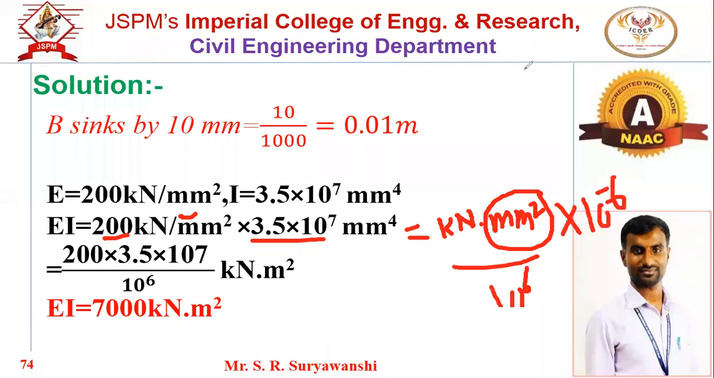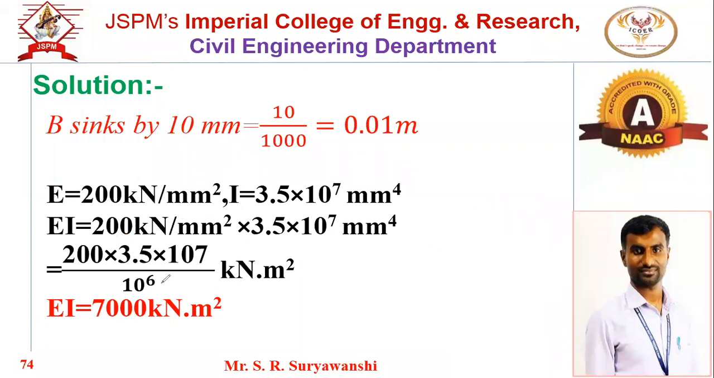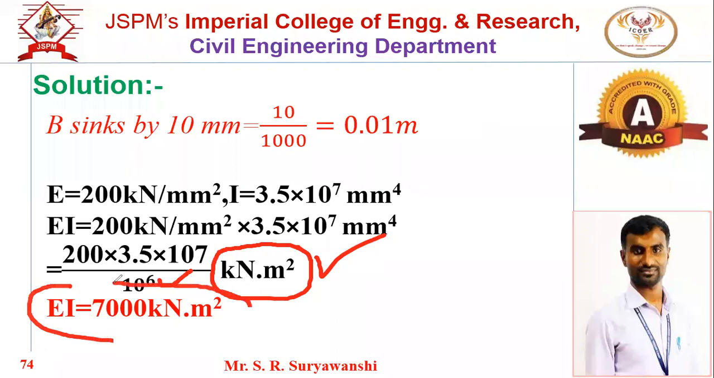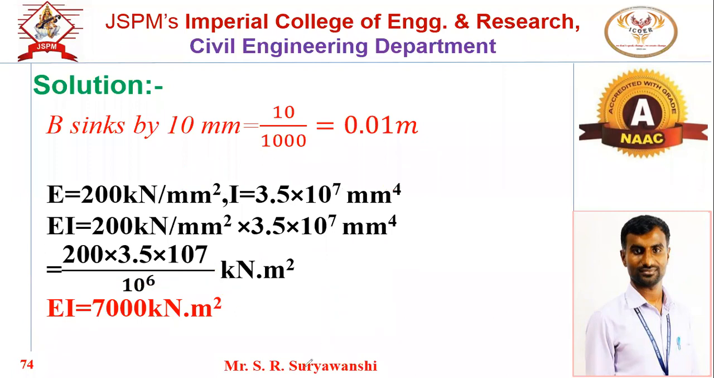दोन्हीपैकी एकच करायचं आहे. So इथं काय केलंय मी? I divided this total quantity by 10 to the power 6. So the resulting unit will be kilonewton into meter square, which is what we want. So the EI value now is 7000 kilonewton into meter square. Initially E was in kilonewton per mm square and I was in mm raised to 4, but after multiplication and conversion, EI is now 7000 kilonewton into meter square. So this is the initial conversion that you have to do. If you do this calculation or conversion wrong, your answer for the moment will be wrong. So this is a small step but a very important step.